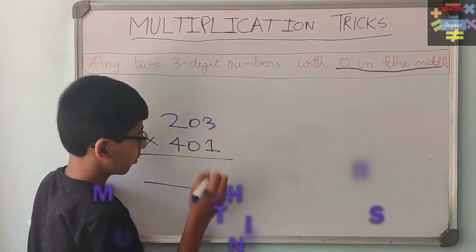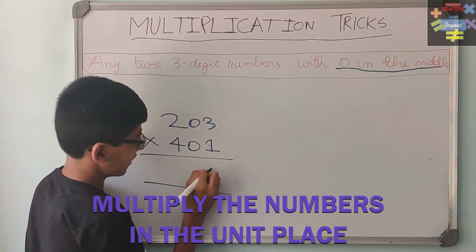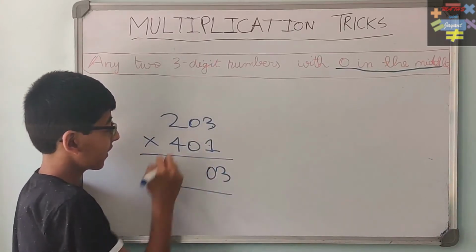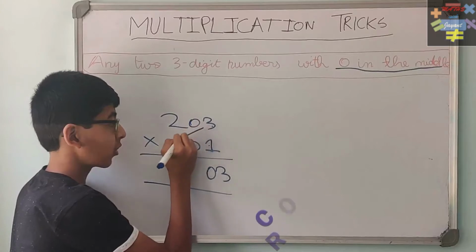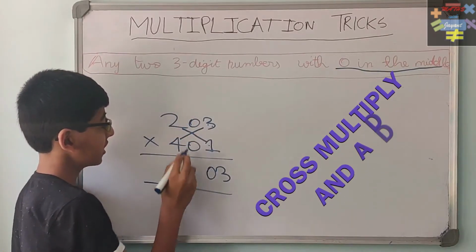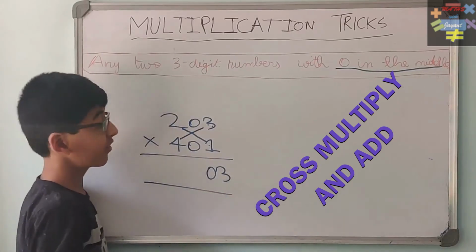First step, multiply this with this. 1 3s are 3. Write the answer in 2 digits. Second step, we have to cross multiply. That means you have to multiply 4 with 3 and 2 with 1. Write them on this side.